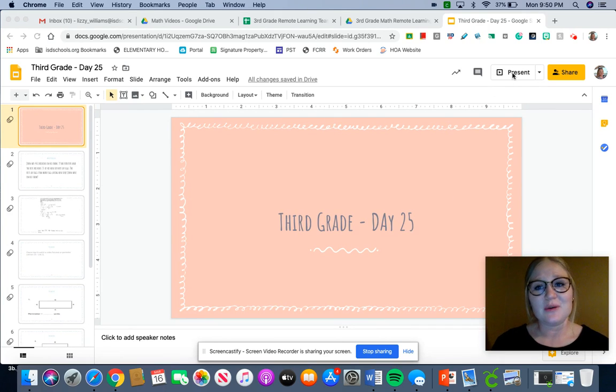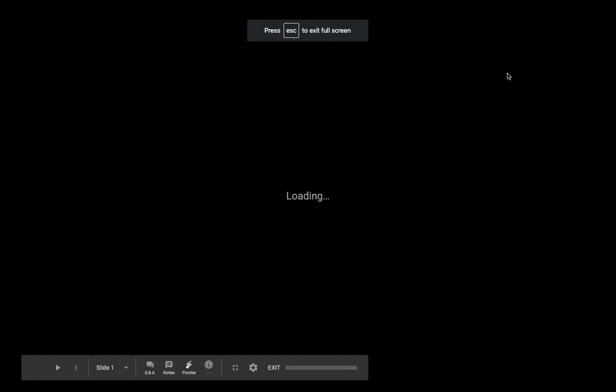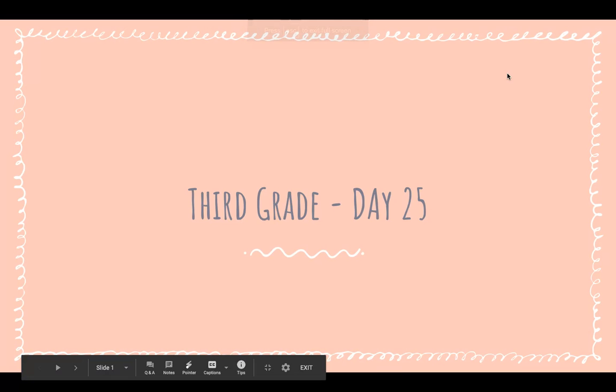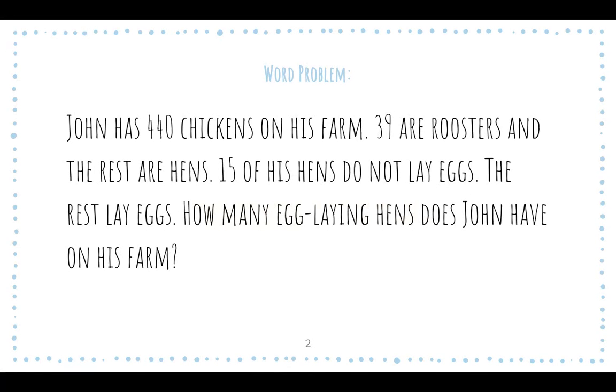Today we're going to review another skill that we focused a lot on in 3rd grade, so perimeter, okay? Word problem again, okay? John has 440 chickens on his farm. 39 are roosters and the rest are hens. 15 of his hens do not lay eggs. The rest lay eggs. How many egg-laying hens does John have on his farm?